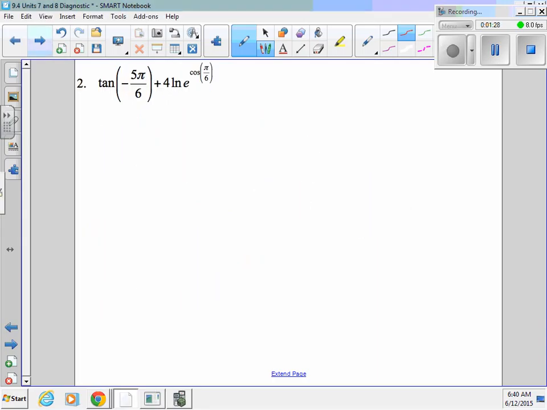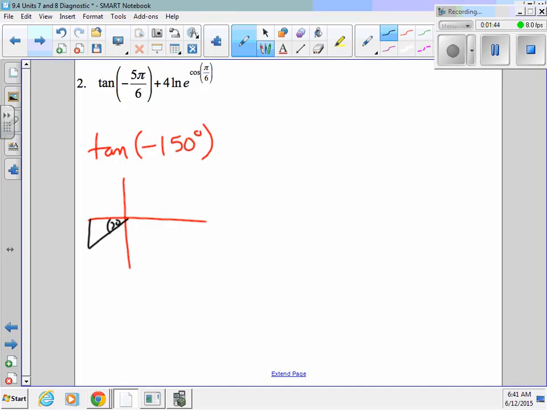All right, next question. So I have tan of negative 5 pi over 6 plus 4 ln of e to the cos of pi over 6. Tan of negative 5 pi over 6 is as good as tan of negative 150, so we'll take care of that first. Negative 150 is in the third quadrant again with a reference angle of 30. And so my triangle can be labeled as such: -1 opposite, negative radical 3 adjacent, and 2 on the hypotenuse. So tangent of negative 150 is opposite over adjacent, so I get -1 over negative radical 3, which is 1 over radical 3, or radical 3 over 3.